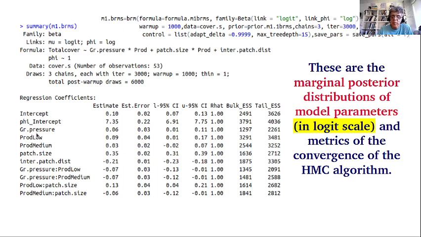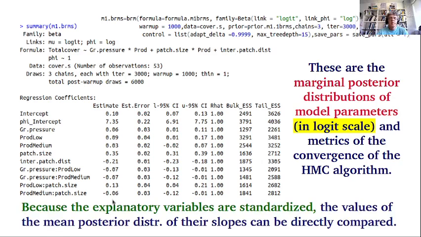Here we have the marginal posterior distribution of each parameter, whose interpretation is exactly the same as was shown before for the Frequentist model fitting, and for the sake of brevity will not be repeated again. But you could apply the same logic and reasoning that we did for the maximum likelihood point estimates of the parameters to the mean of the posterior distributions of these parameters. And again, because the explanatory variables were standardized, the values of the mean posterior distribution of their slopes could be directly compared, as we did before.